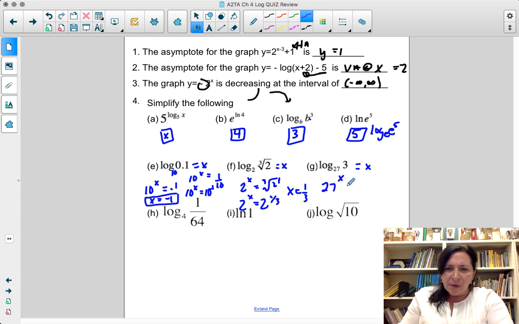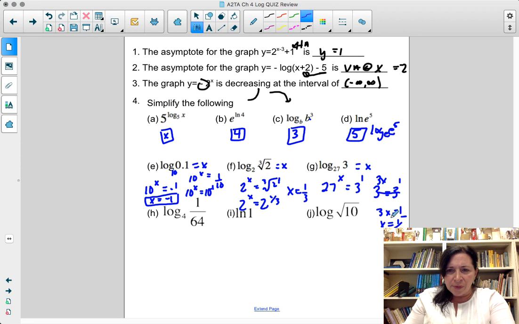27 to the x power equals 3. Now, remember, that's 3 to the 1 power. Now, my bases are not the same, so I do need to try to make them the same. So 27 does break down to 9 times 3, which is, again, 3 times 3 times 3. So that becomes 3 to the 3x equals 3 to the 1 power. Bases are the same. You can say 3x equals 1, so x equals 1 over 3.